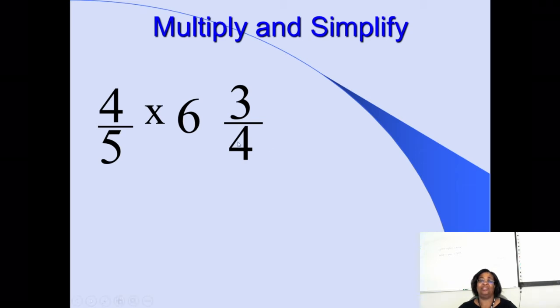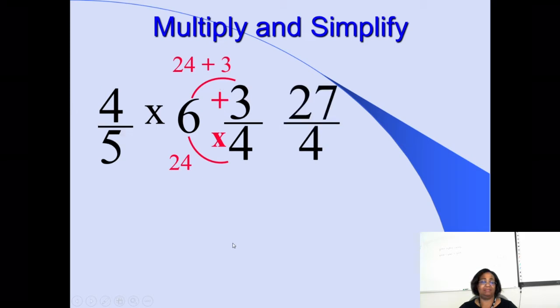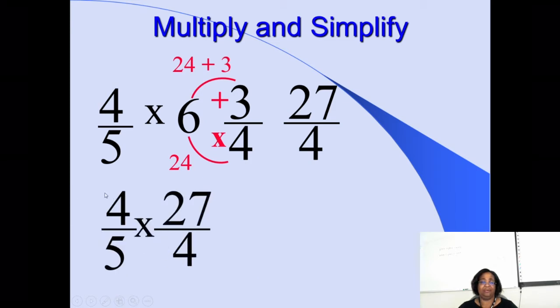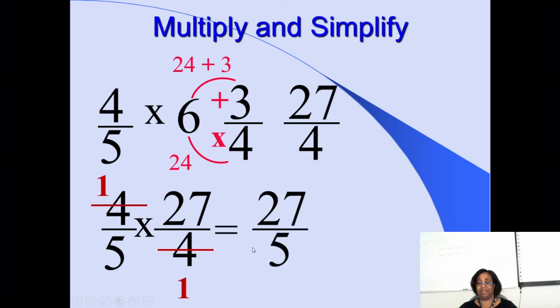Five and 2/5. What did you get for the mixed number when you changed it to improper? 27 over 4. Now, can I reduce that? Well, the 4s will cross out, right? Yeah, if I rewrote it, it might be clearer. But see, the 4s can cross out top and bottom. So that leaves me with 27 over 5. And 27 over 5 will give, what'd you say, 5 and 2/5? Yeah. When you divide it, you're going to get 5 and 2/5.